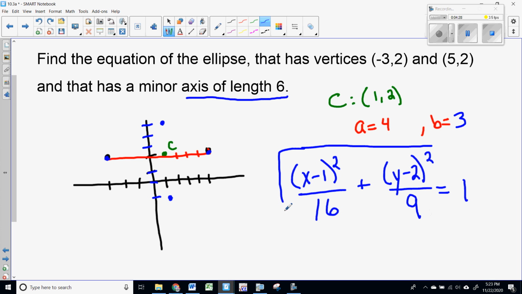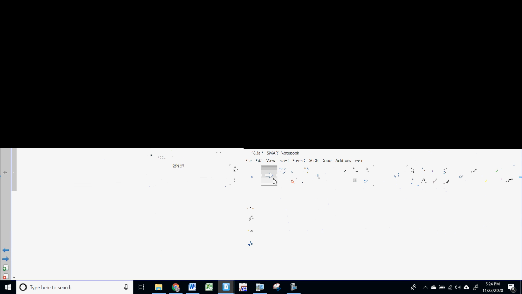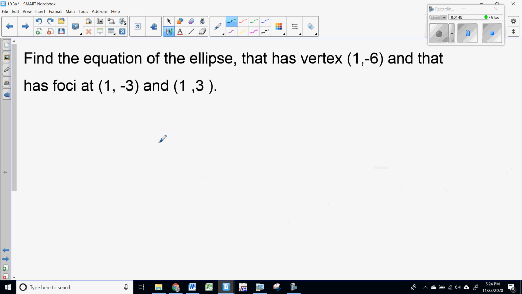What we're going to look at today is going backwards. Last week we looked at, given the equation, finding the center and the foci and the vertices. Here we want to go the other way: given information, let's find the equation. And the key to all of these is drawing a picture. So, another one. We want to do a rough sketch.